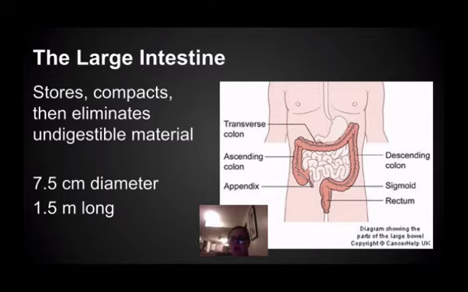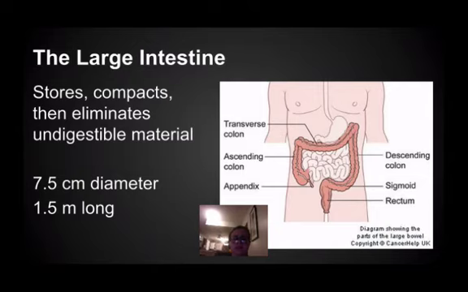And the job of the large intestine is to actually draw all of the water out of that soupy chyme. So it's very watery still, and the large intestine will pull all of the water out of it, and it will kind of compact it into a solid waste. And it's everything left over, anything that is not digestible, that has nothing else that is usable by the body. So it stores, compacts, and then eliminates undigestible material. And when we have this solid undigestible material, that is called feces or stool.